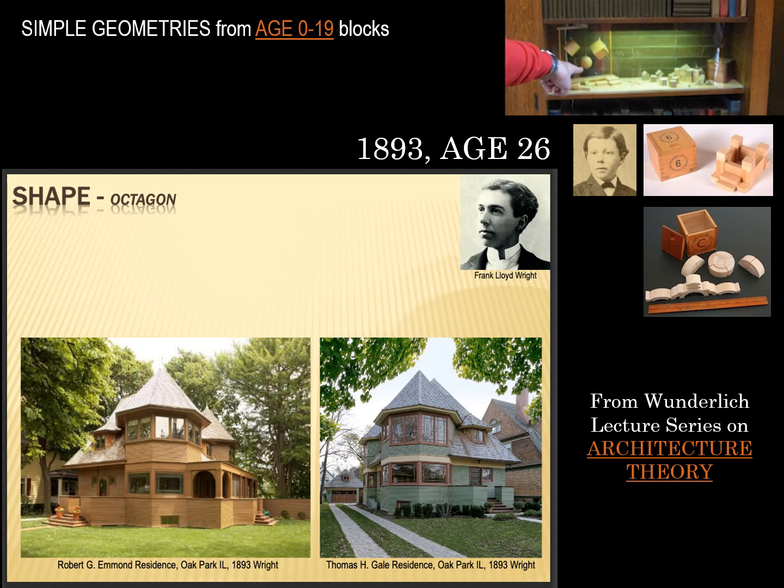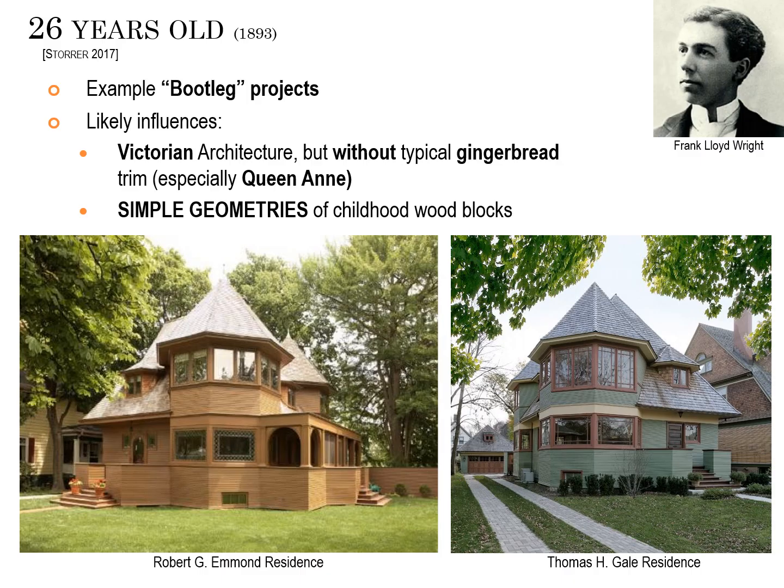Then at age 26, the octagon and these what are called bootleg houses we'll talk about in a minute. Those towers are octagon in plan view. So he builds these, gets commissions for these two bootleg houses. There's actually a third also. And you can see the influences here. It's Victorian era, but he doesn't like all the frill of Victorian, including all the gingerbread, typical Queen Anne Victorian. So you can see the simple geometries that he's emphasizing here.